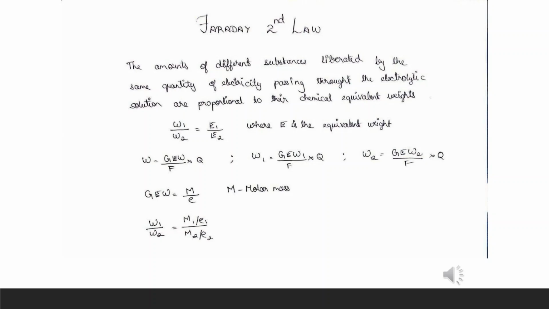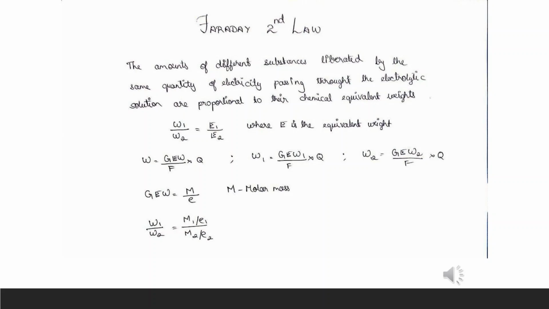Faraday's second law states that the amount of different substances liberated by the same quantity of electricity passing through the electrolytic solution are proportional to their chemical equivalent weights. W1 by W2 equals E1 by E2, where E is the equivalent weight.